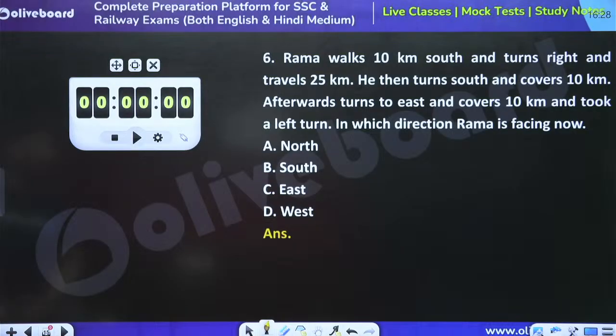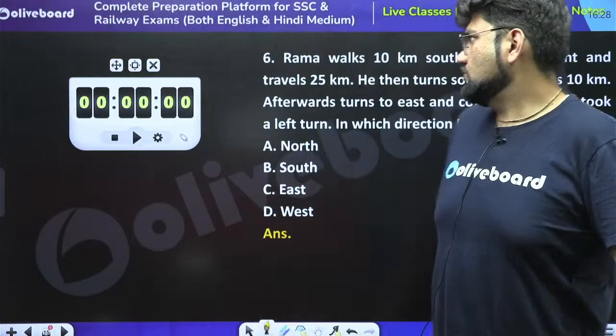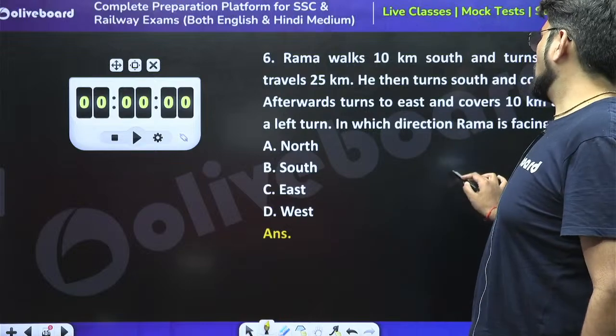Okay, again, Ram walks 10 kilometers south, then turns right, travels 25 kilometers, then turns south. So in which direction is he facing now? Distance does not matter here. They're just giving you the distance to confuse you. In which direction is he facing? If he started from south.